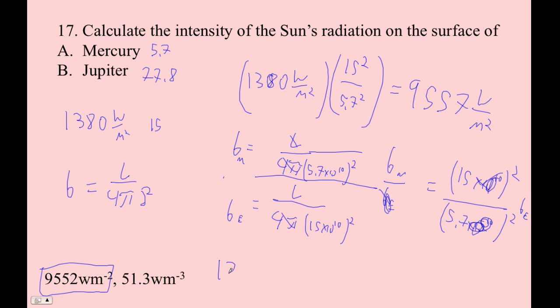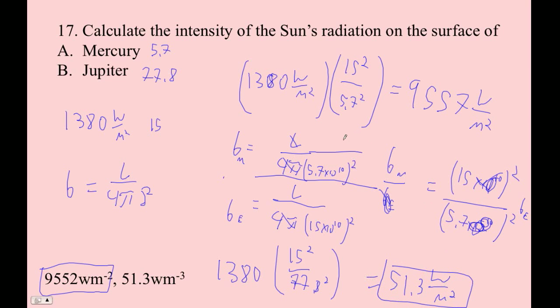We'll do the same thing. We'll go 1380. It's got to be not as bright at Jupiter, so I'm going to go Earth squared over Jupiter squared. So 1380 times 15 squared divided by 77.8 squared. And I get 51.3 watts per square meter.